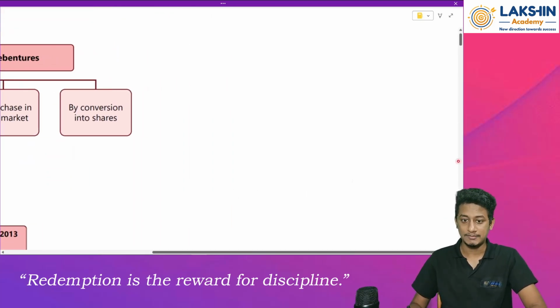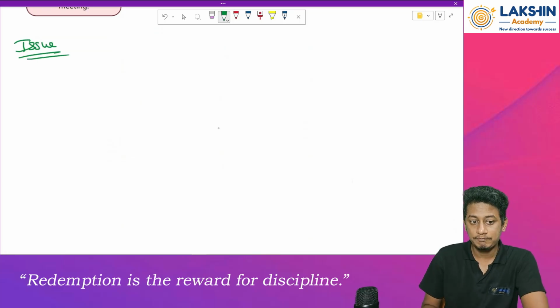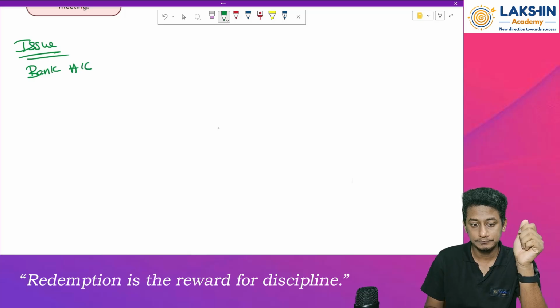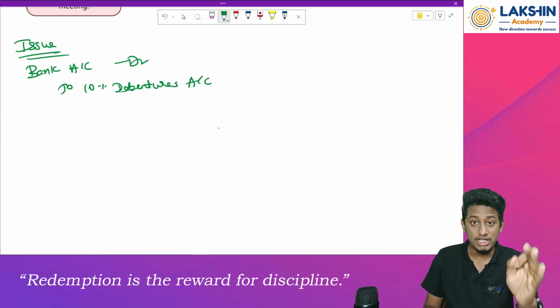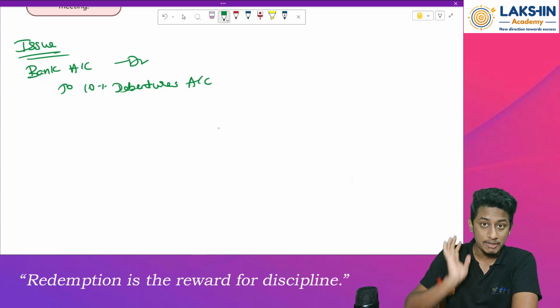Okay, let's pass some journal entries now. Whenever we issue a debenture, what is the entry that you pass? Whenever you issue a debenture, the entry will be bank account debited to, let's say, 10% debenture account. Why is the 10% debenture account credited? Because whatever debentures we issue today will be a liability for the company.